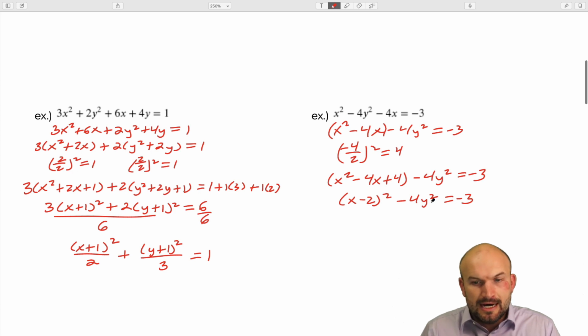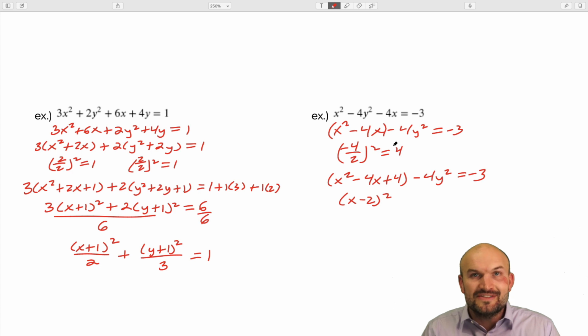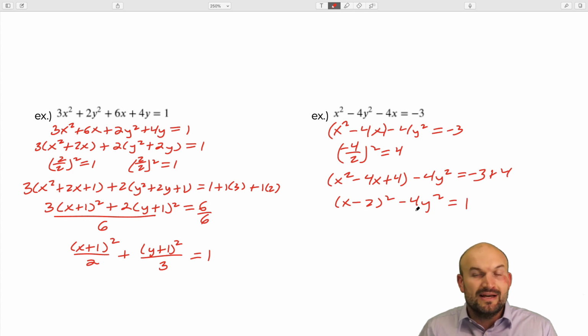Oops, I'm sorry. I forgot to add that in. Guys, if you're going to add a 4 on the left-hand side, you have to make sure you add a 4 on the right-hand side, right? All right, so now this simplifies to (x minus 2) quantity squared minus 4y squared equals 1. Now this is nice. It's already equal to 1, so I don't really have to do anything.